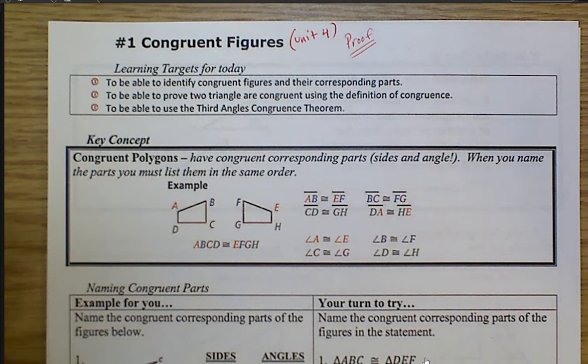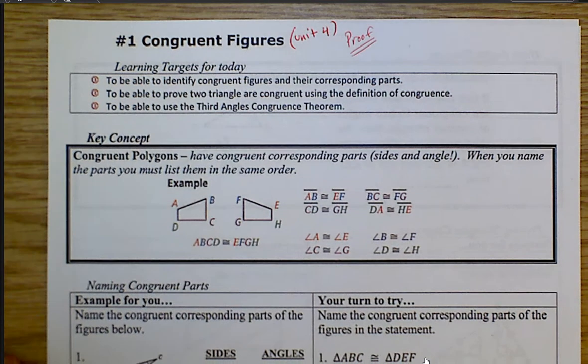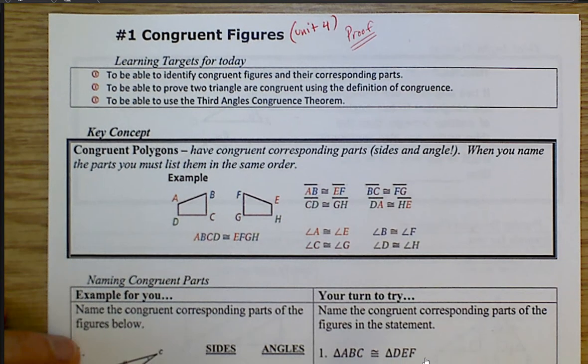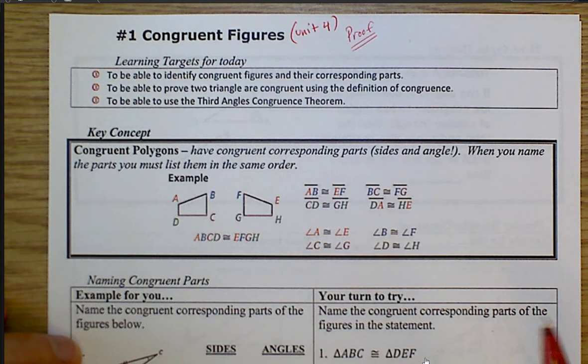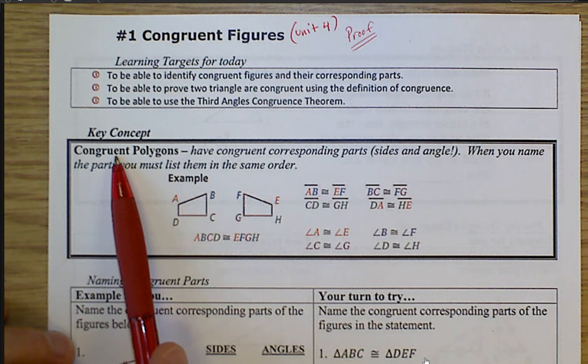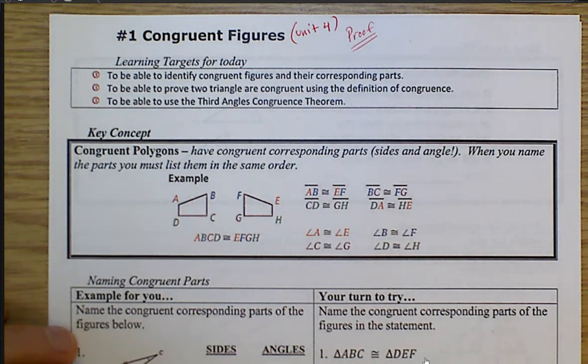I printed your notes off in color so you could see some of the corresponding aspects of congruent polygons. We're going to talk about polygons first, but then we're going to move more specifically to triangles as the days move forward, as the lessons go. Right here, this is the most important part. It sets the tone for the whole unit.